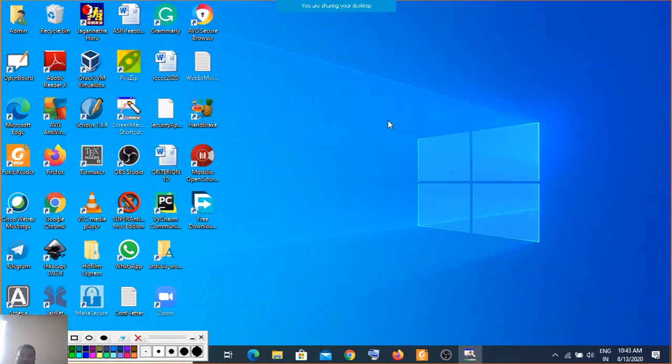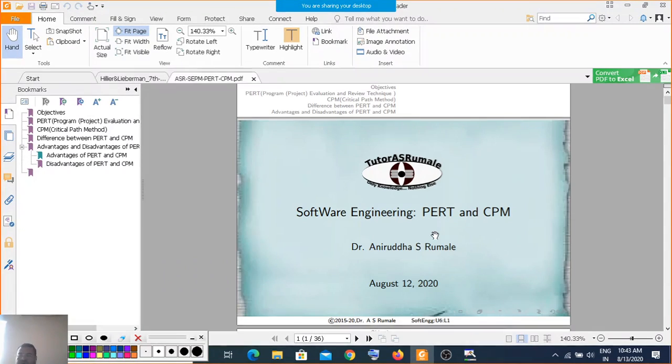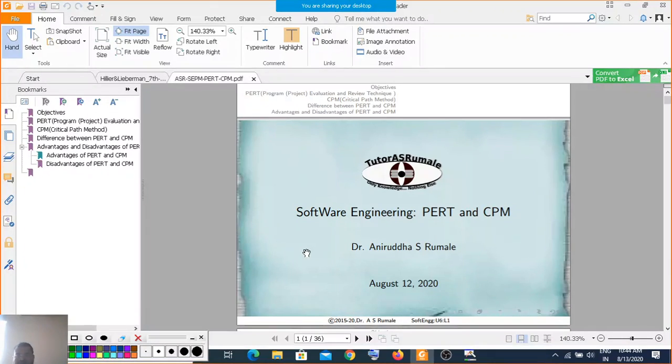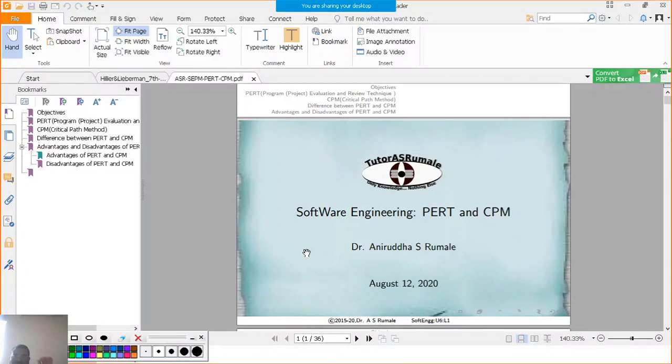So let's try to understand this first using a basic theory presentation, and then we will go through the actual examples of the PERT afterwards. So let's see this. I'm simply presenting the slides. So what is PERT and what is CPM?